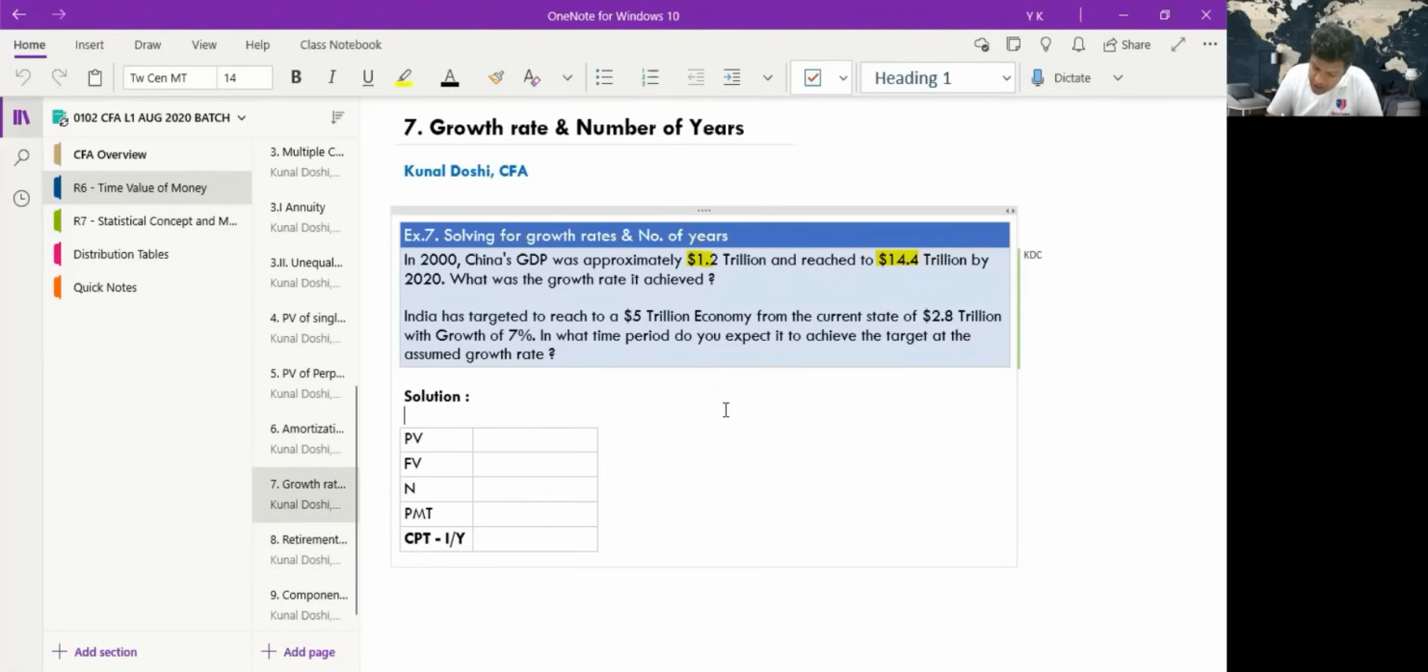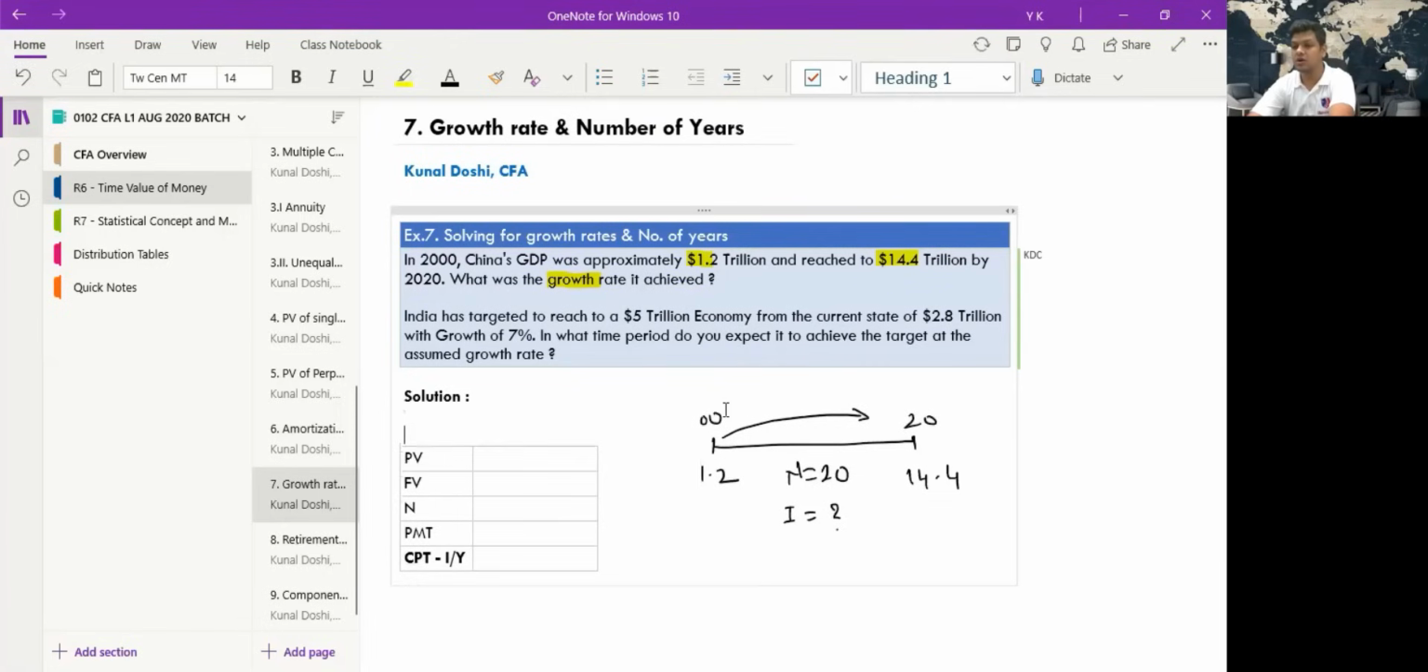So what was the growth rate it achieved? What was the economy of China in the base year? 1.2 trillion, and from there it has reached 14.4. This was from 2000 till 2020. So what is the time frame here? 20 years. Okay, so I have everything. The only thing I need to find is I/Y, isn't it? Can you please find out what is going to be the I/Y? This is part A.